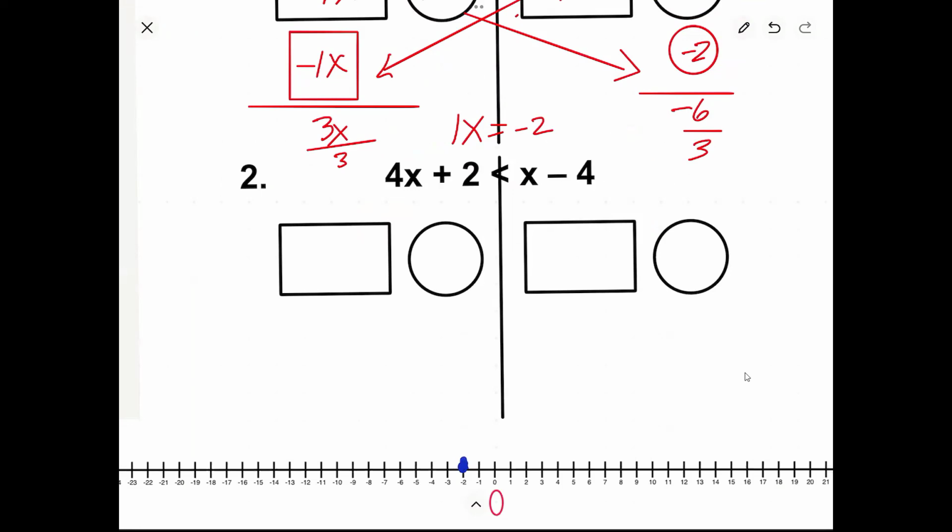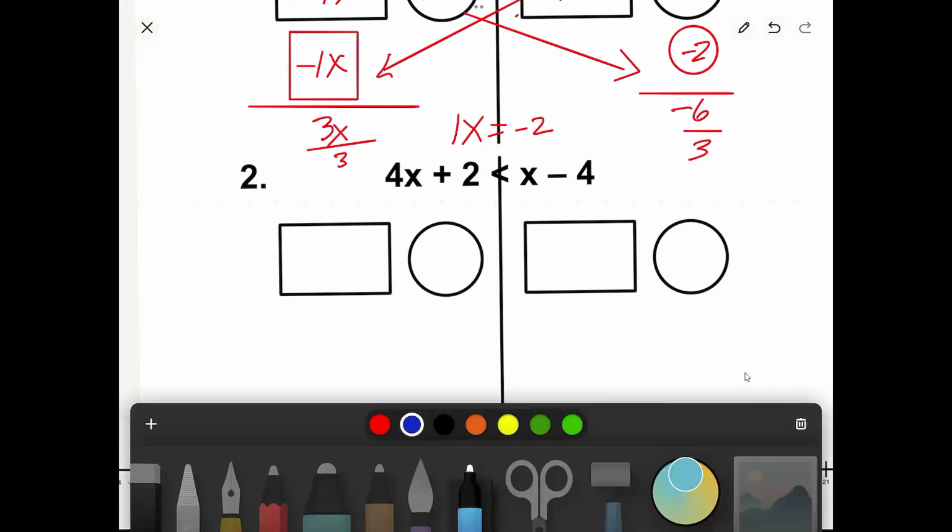Now I'm going to do the second one, which is an inequality. It says 4x plus 2 is less than x minus 4. So basically, the equation and the inequality are almost identical. The only difference is one has an equal sign, the other one has an inequality. But algebraically, you're going to do the exact same thing.